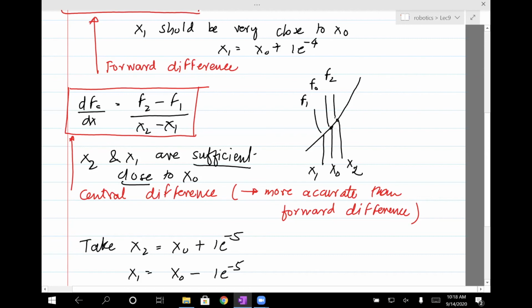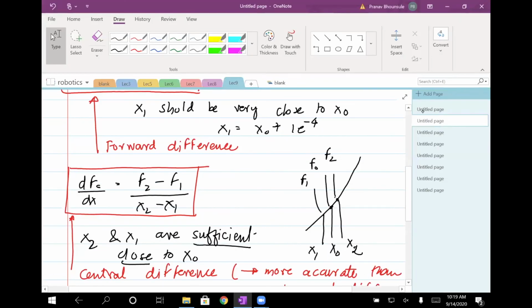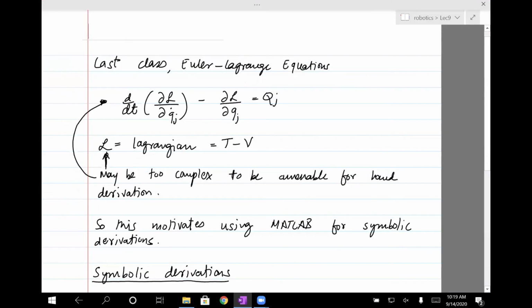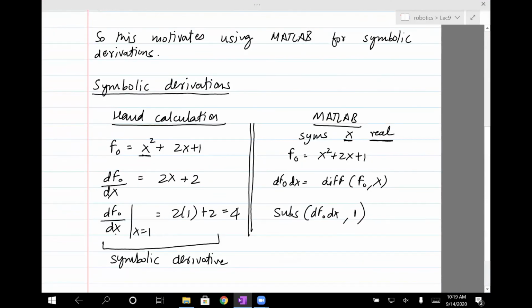Okay, so next what I'm going to do is write MATLAB code which will do both these things, the symbolic calculations as well as the numeric calculations, and we'll see if it conforms with what we did by hand calculations. When we did hand calculations, we saw that the value for df dx at x equals 1 was 4, and that's what we're trying to get. Let me know if you have questions. I'm going to shift computers.